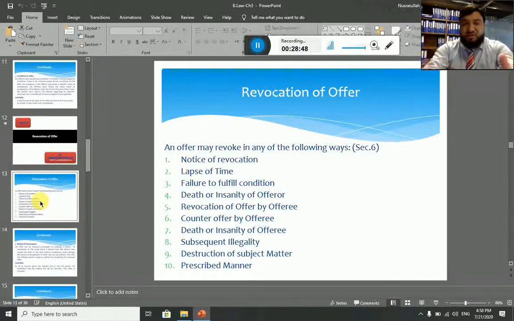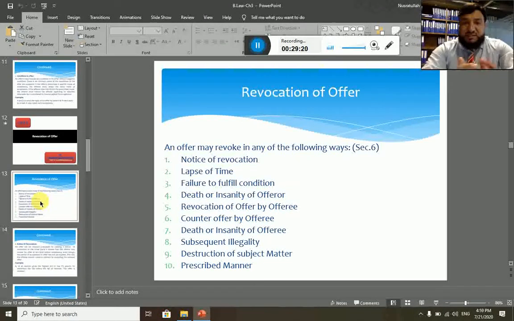Sometimes it's automatically cancelled, and sometimes we can cancel the offer by using these ways. It's under section number 6. Number 1, notice of revocation. Notice of revocation means you have made an offer. Before acceptance comes to you, you can send another notice and say this offer is not valid. I have revoked the offer, right?